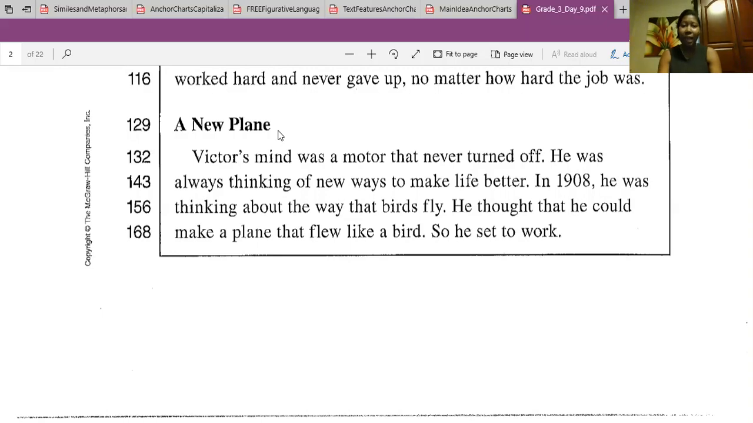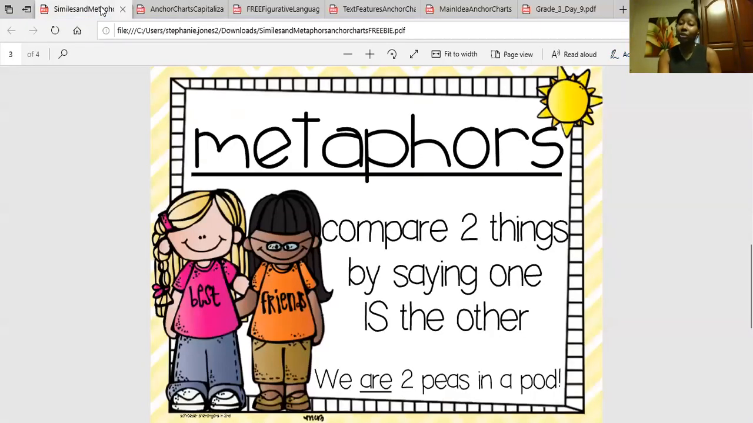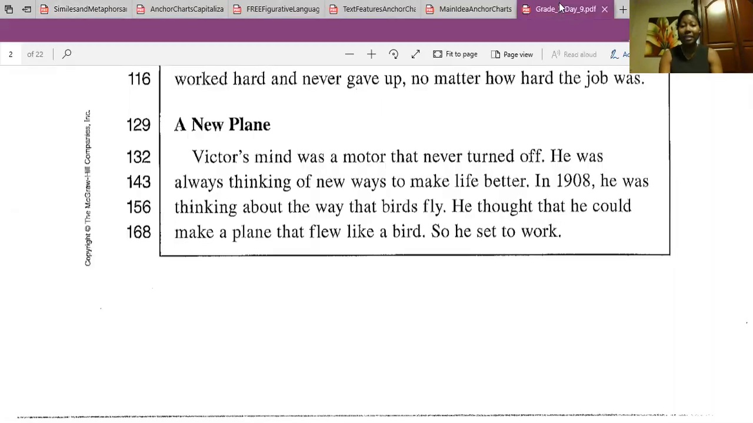Remember we said that metaphors was when they compared two things by saying one is the other. So in this situation, it says his mind was a motor. So it's comparing his mind to a motor. So what does it mean? What do you think?